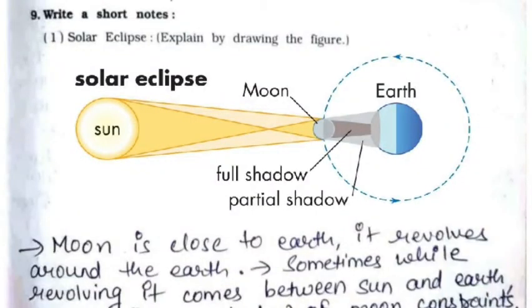Now we'll continue with question number 9, that is write a short note. First one is solar eclipse. Explain by drawing the figure. So you can see the figure and the explanation is moon is close to the earth.